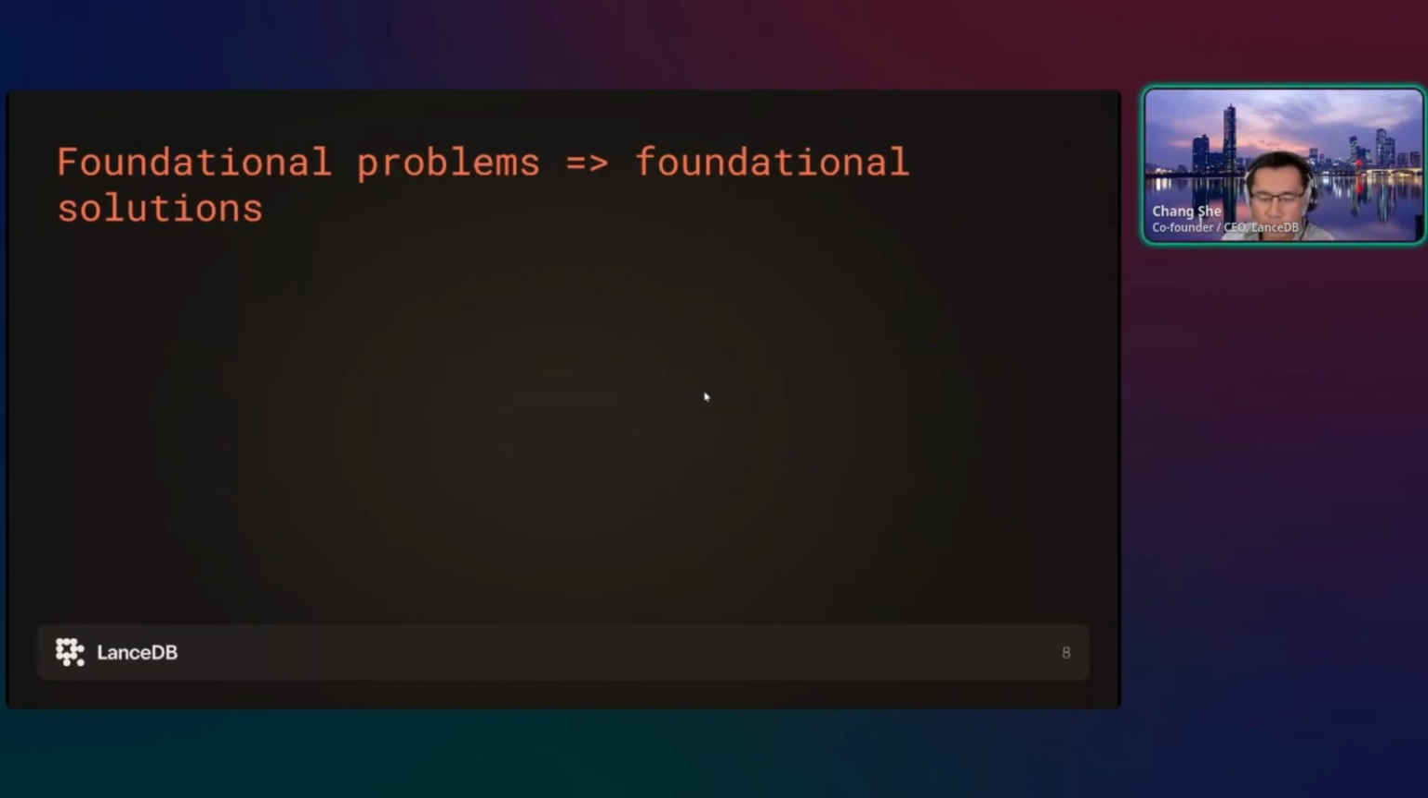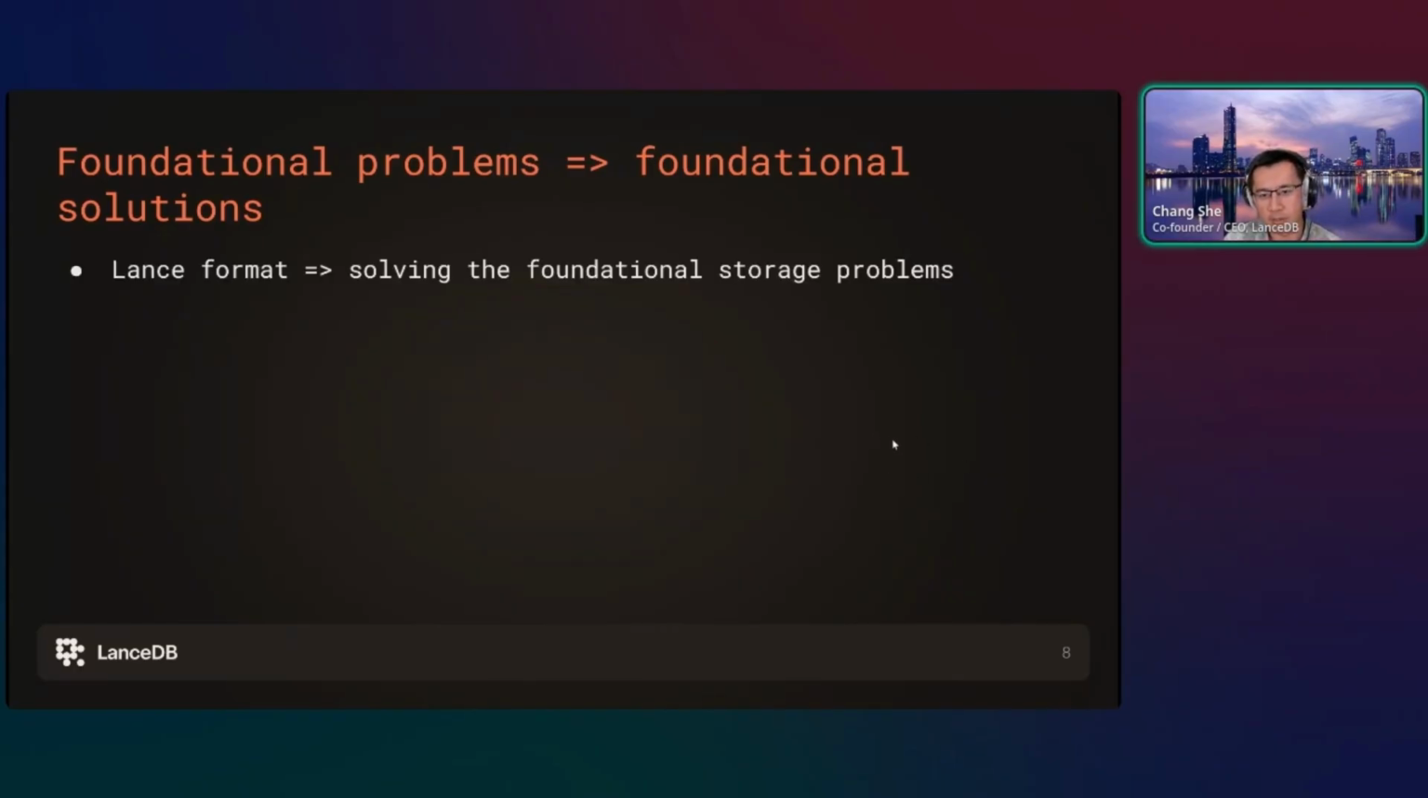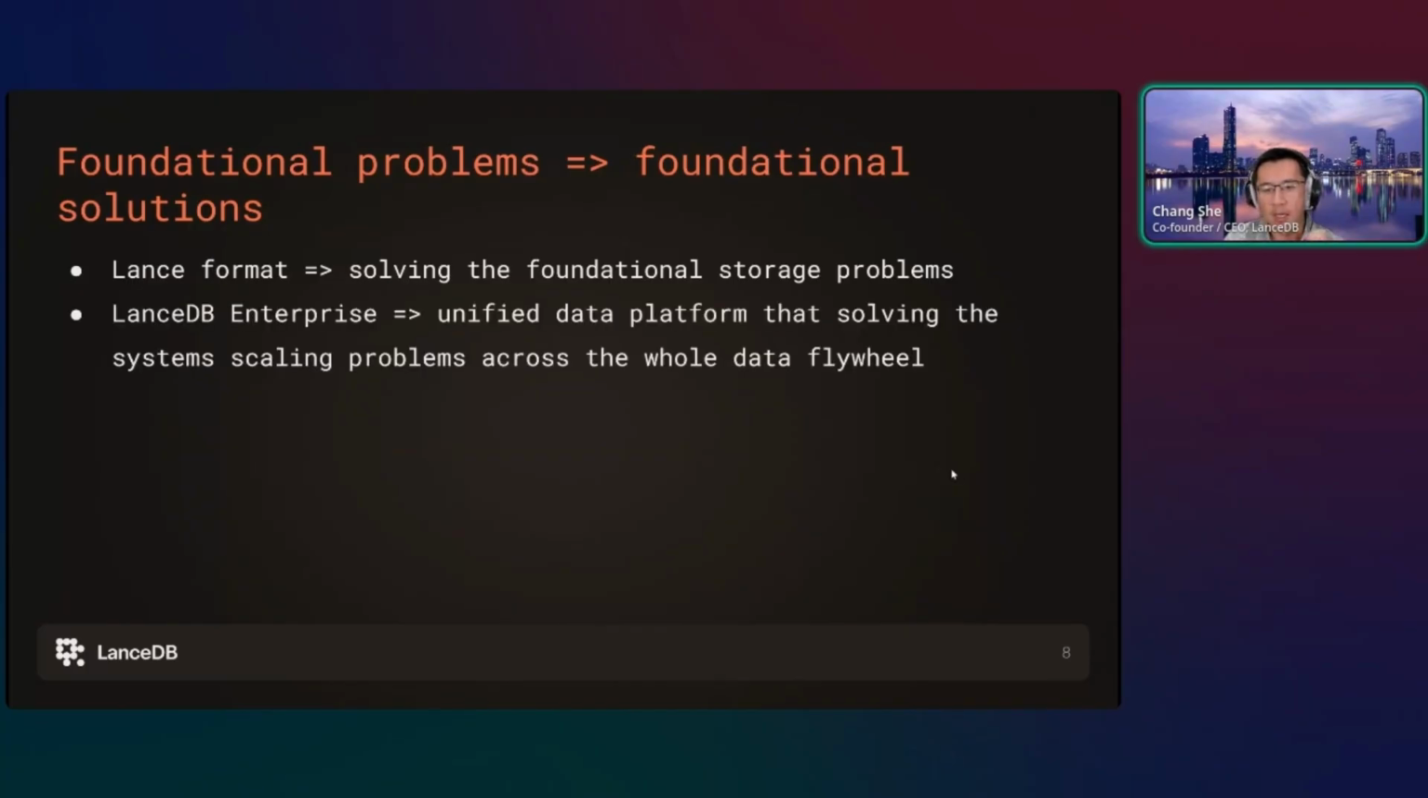So this is the backdrop in which we've designed Lance and LanceDB. We are creating a foundational solution to these new problems that are fairly fundamental to new AI challenges, right? So Lance format, it's a new lakehouse format that solves the foundational storage problems and makes it easy for the computational layer. And our enterprise data platform, it's the only, I would say, unified platform that allows you to solve all of these scaling problems across that whole data flywheel in the same system.